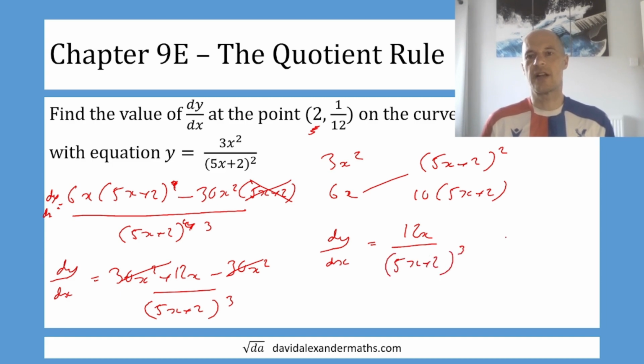So at the point when x is 2, that's going to be dy by dx will be 24 over 5 times by 2, which is 10. 10 plus 2 is 12, and 12 cubed is, I know what 12 squared is, but not 12 cubed, so 1728, and 24 over 1728 is 1 over 72. So dy by dx, or the gradient of the curve at this particular point, is 1 over 72.